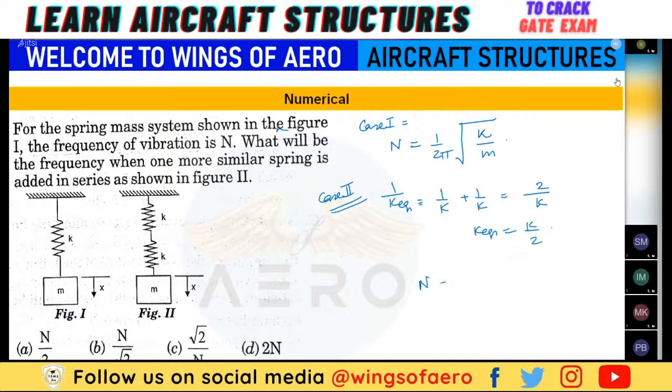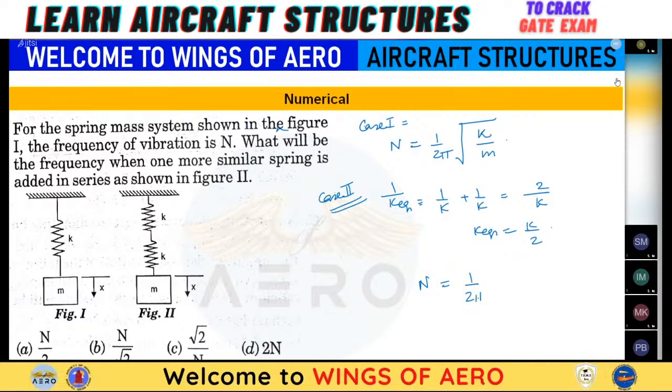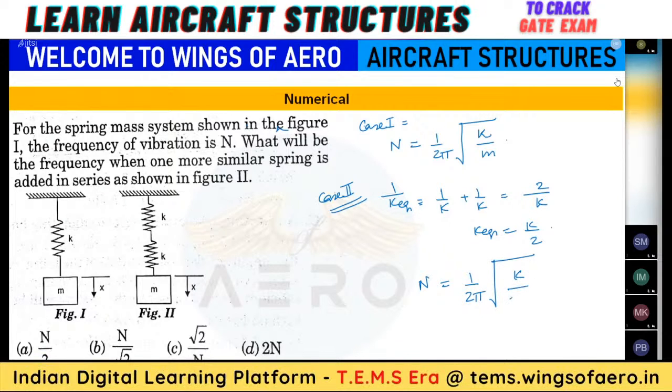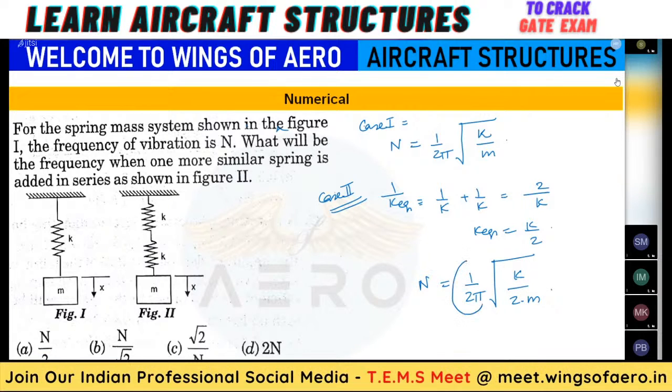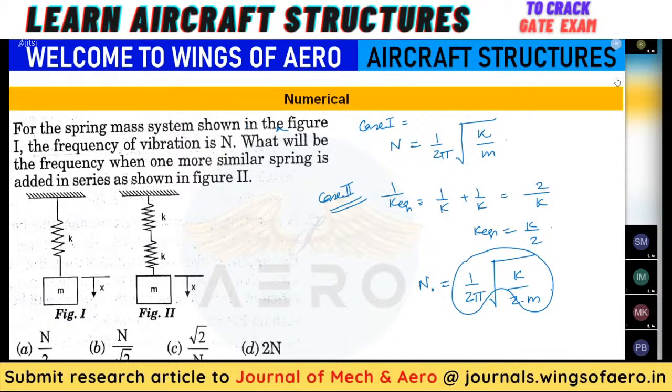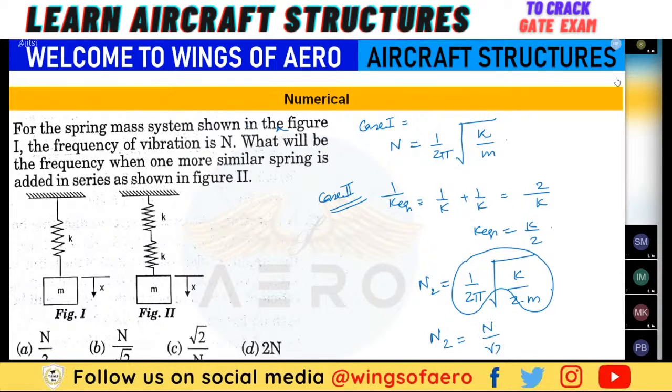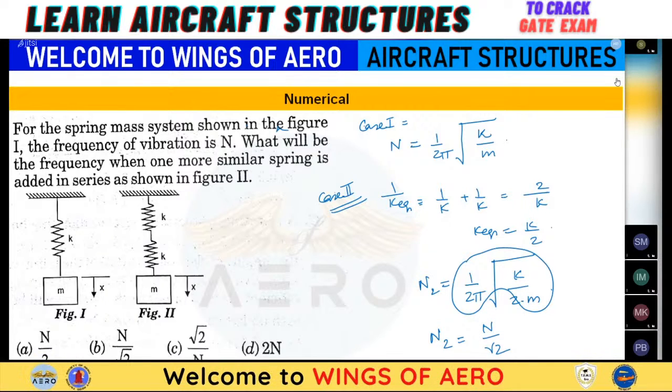Then when we substitute here, we get 1 by 2 pi root over k by 2 into m. Now we know this one represents the n. This is for case 2. So n2 will become n by root 2. We can easily say, so the right option is option B.